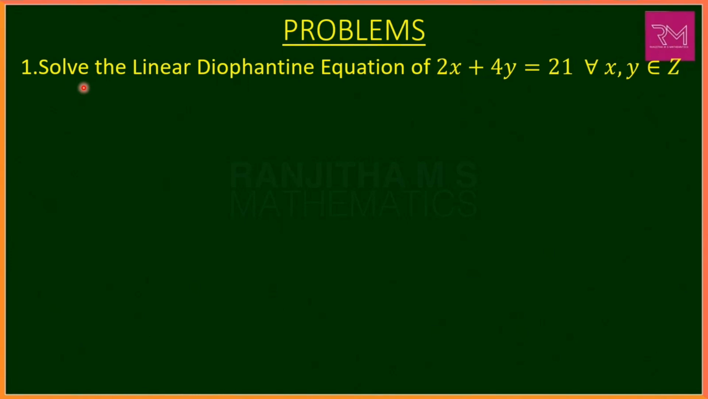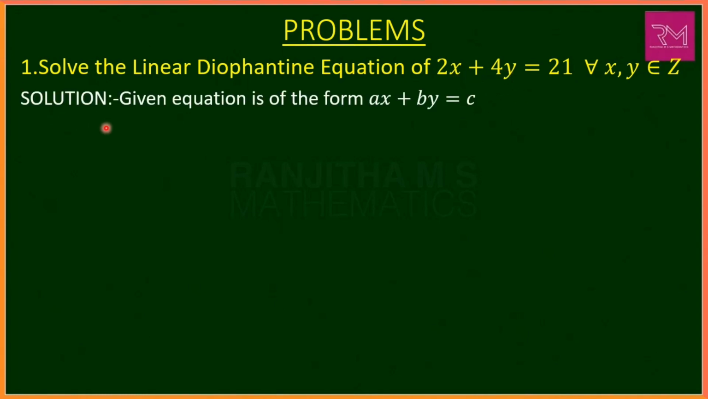Here is the first problem. Solve the linear Diophantine equation 2x plus 4y equals 21 for all x, y belonging to the integers Z. Here they have given a linear Diophantine equation of the form Ax plus By equals C. So first, take the given data. The given equation is of the form Ax plus By equals C, where A is 2, B is 4, and C is 21.